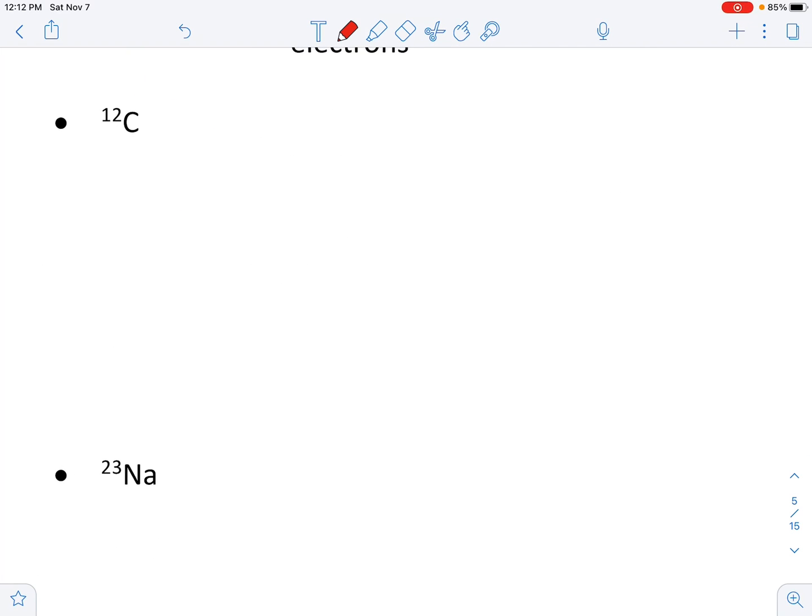So the first thing that we have to do is find carbon on our periodic table. Remember, this 12 is our mass number, right? So that tells us our protons plus our neutrons. So we also know that carbon on the periodic table is 6, right? We found that pretty easily. 6 with the C beside it.